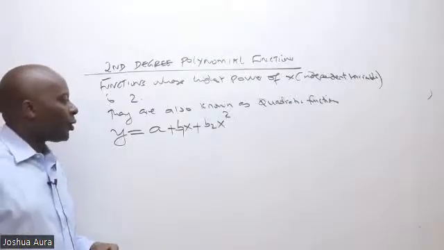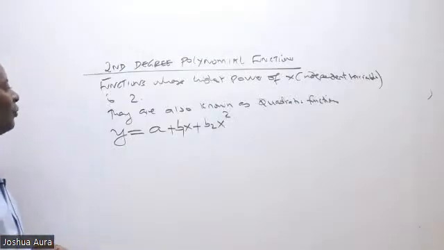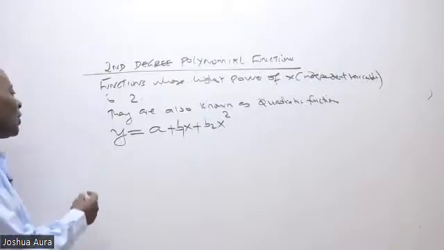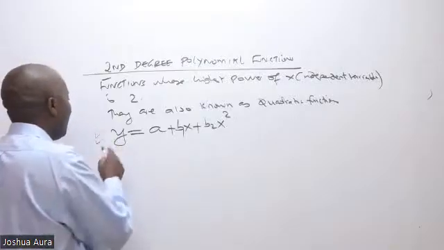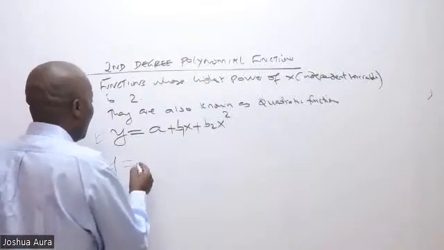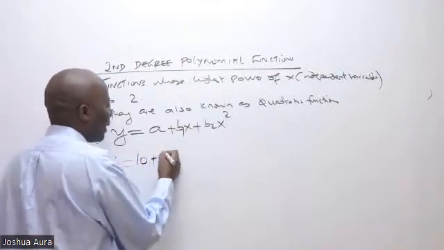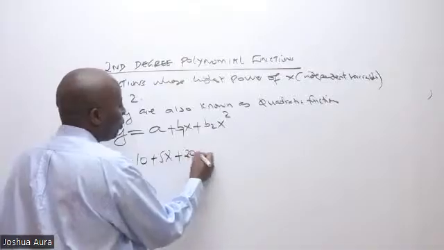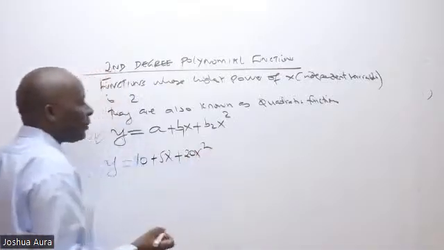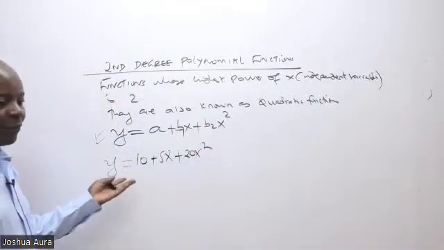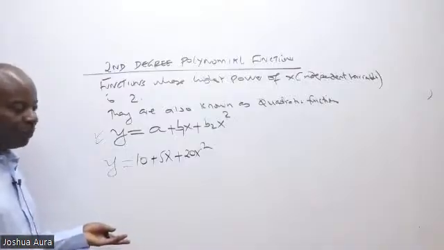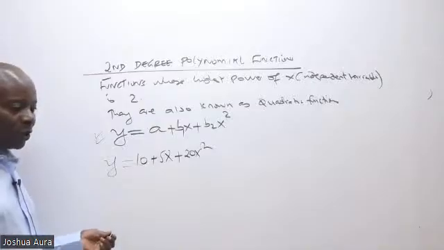Great. So, ladies and gentlemen, once you really have this, you would want to see examples. For example, if you're given y equals 10 plus 5x plus 20x squared, then this becomes a very good example of a quadratic function.